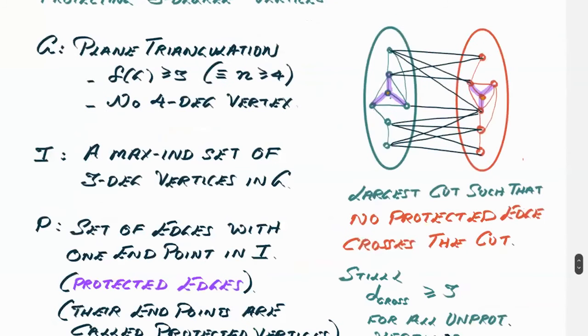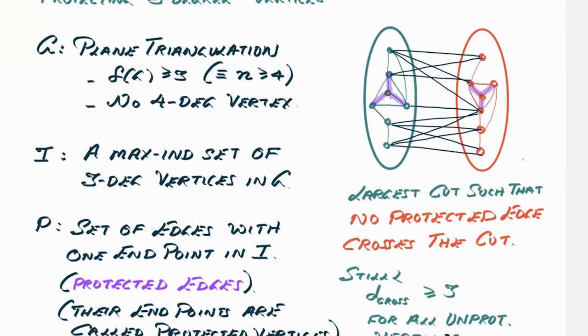Okay. So suppose you have a 3 degree vertex. To keep the discussion simple, let's imagine there is only one 3 degree vertex in the graph. Now this 3 degree vertex will have its 3 edges incident on it. We call these 3 edges protected edges. This is what is highlighted in this picture in blue. So the edges that are incident on a 3 degree vertex, we call them protected, and the endpoints of the protected edges, we call them protected vertices. This is just terminology.